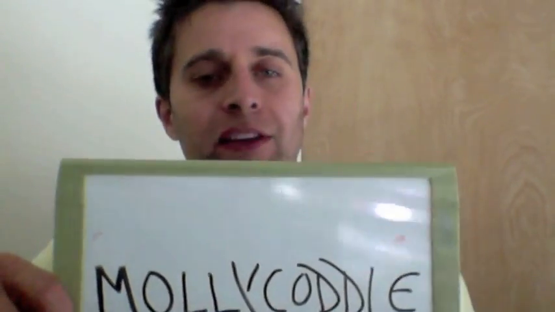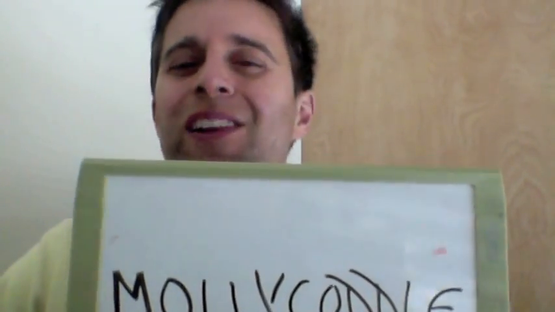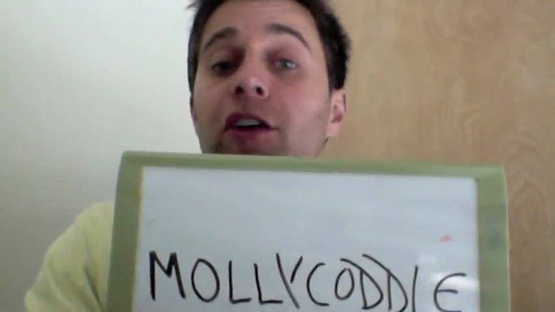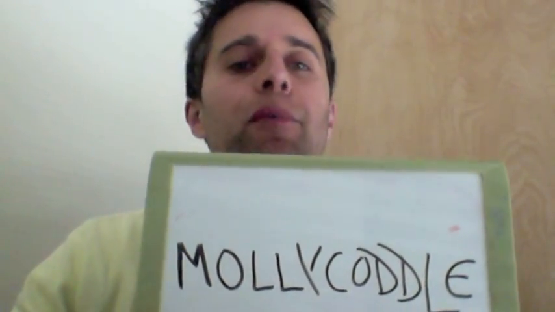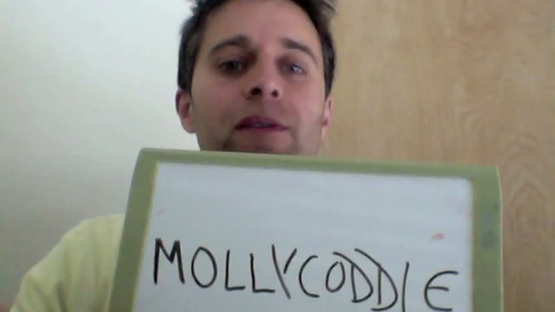Next, we have mollycoddle. Now, this is an interesting word. First off, molly, which comes from mollify, isn't quite a word, but it's a person's name, so that's good enough. And coddle is, though, a word. To coddle is to kind of pamper and indulge. To mollycoddle is really to indulge. So it's an extreme form of to coddle.